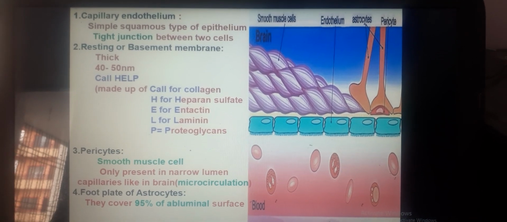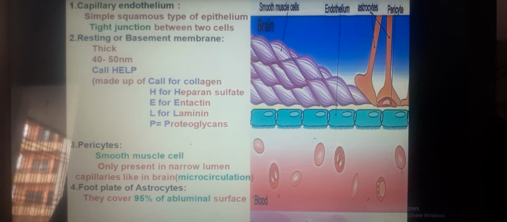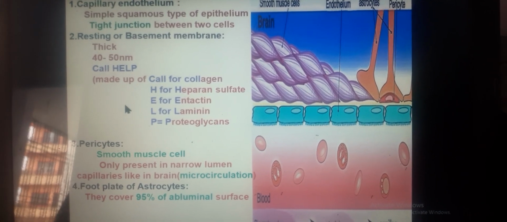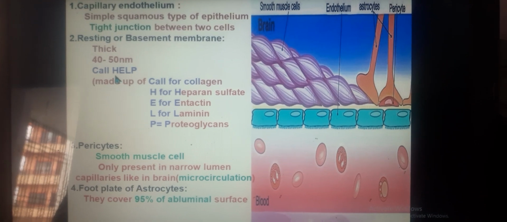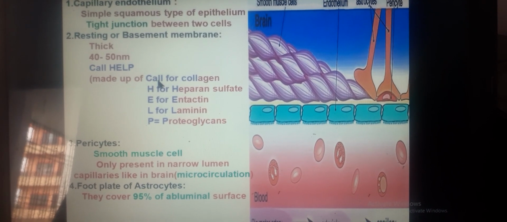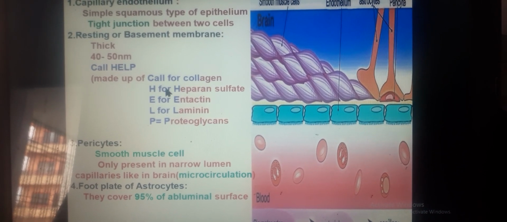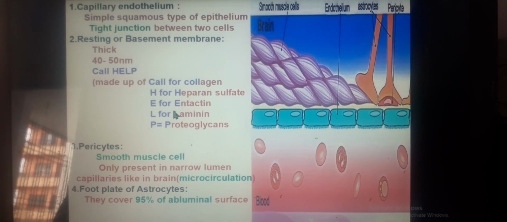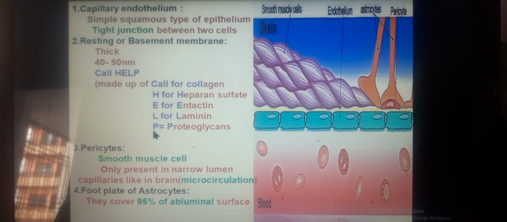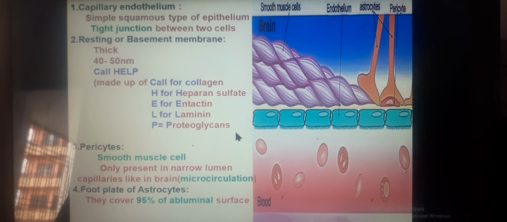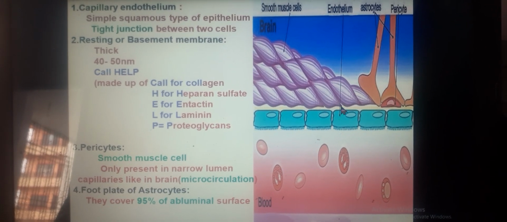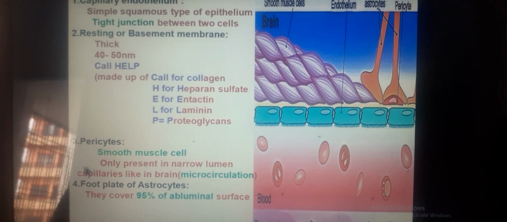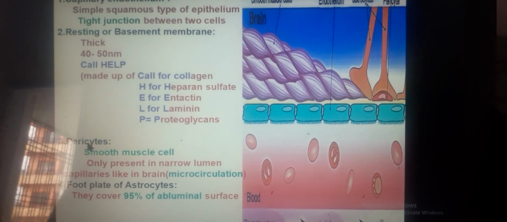About the basement membrane, it is thick, 40 to 50 nanometer thickness. CALL HELP is a mnemonic: it is made up of C for collagen, H for heparan sulfate, E for entactin, L for laminin, and P for proteoglycans. This white basement membrane is made up of these materials.